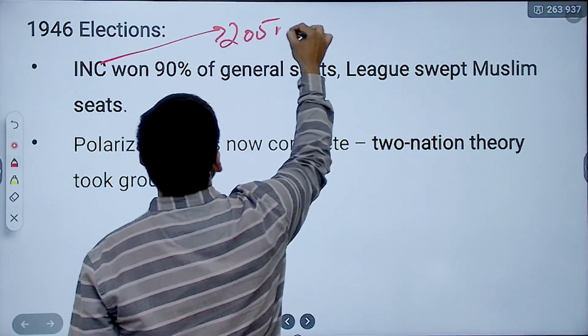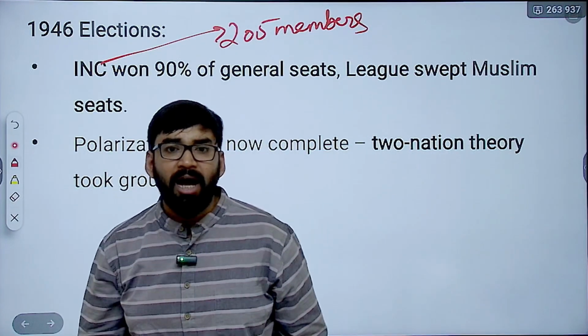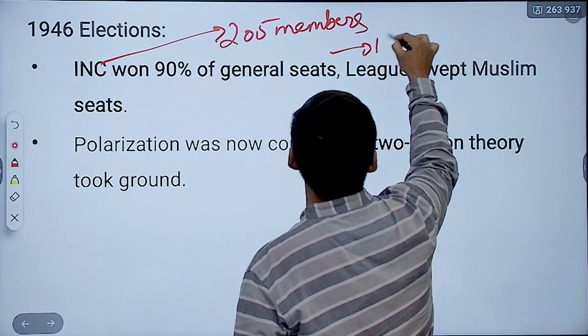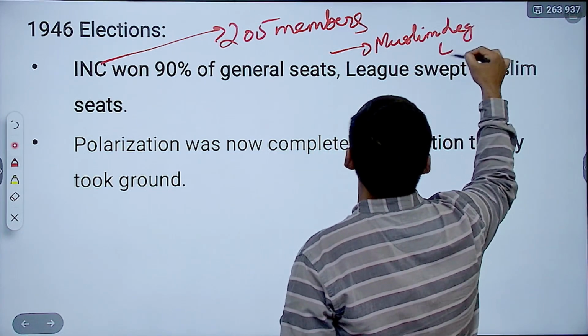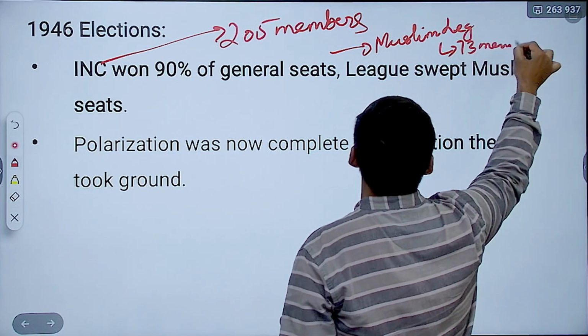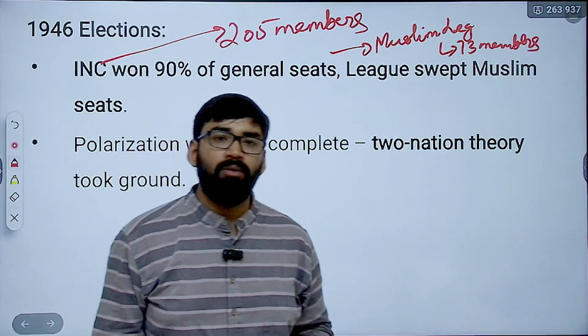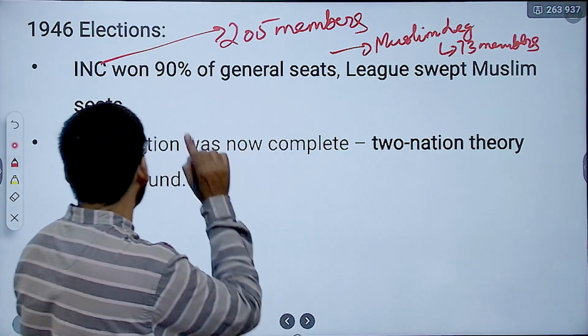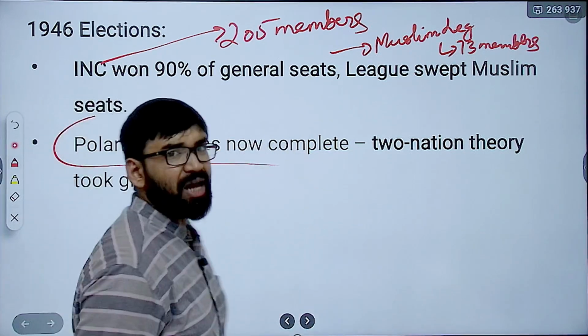So in July 1946 elections were held for the Constituent Assembly, where Congress got 205 members, and how many did the Muslim League get? The Muslim League got 73 members. Now, the Muslim League was not happy with this idea. Polarization was now complete. The two-nation theory took the ground.